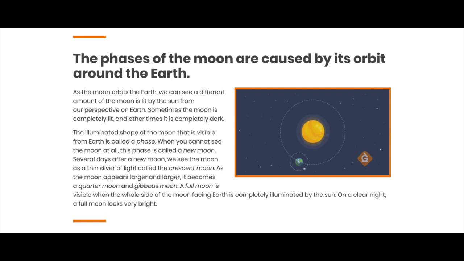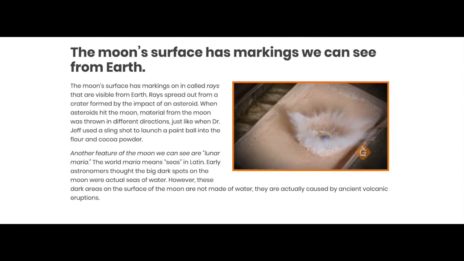When you cannot see the moon at all, this phase is called a new moon. Several days after a new moon, we see the moon as a thin sliver of light called the crescent moon. As the moon appears larger and larger, it becomes a quarter moon and then a gibbous moon. A full moon is visible when the whole side of the moon facing the Earth is completely illuminated by the sun. On a clear night, a full moon looks very bright.